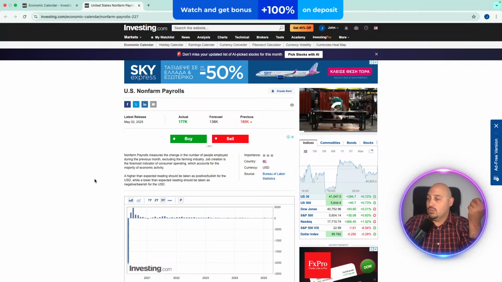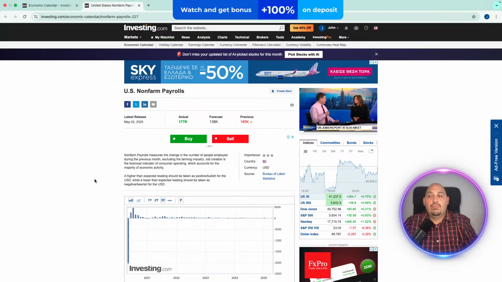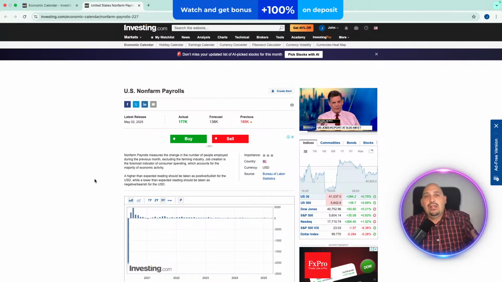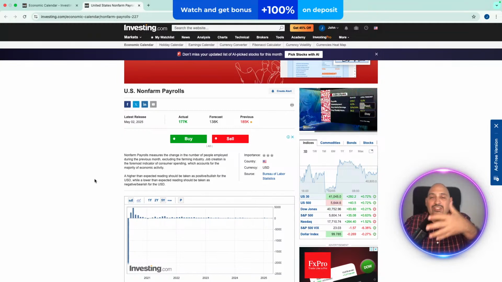Job creation is the foremost indicator of consumer spending, which accounts for the majority of economic activity. So let me ask you this. If there are more people working in your country, what does it mean? Think about it this way. If everybody's working, it means that everybody has money. Everybody has money to pay their bills, perhaps to take a vacation, to buy some things, clothes, whatever you guys enjoy doing. So that's an important economic indicator of what's perhaps to come.